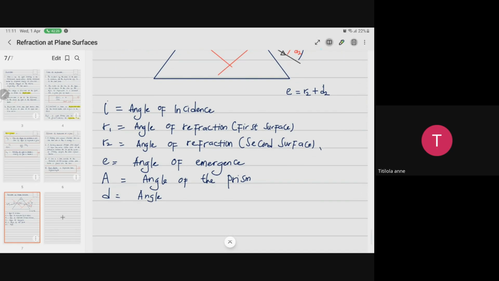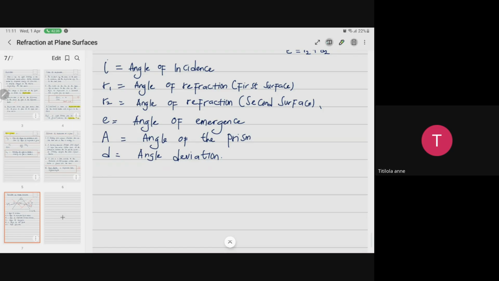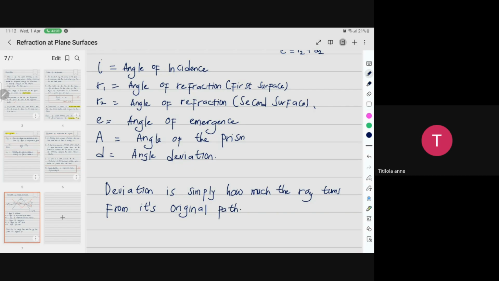These are the angles that we'll be mentioning here. D is the angle of deviation. And I have told you that deviation is simply how much the ray turns from its original path. All right, so always remember this.